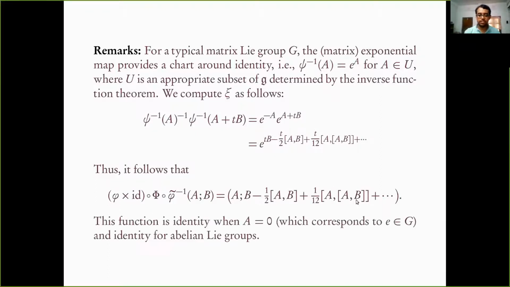Okay. So that's the point. So the function is identity when A is 0, obviously. And for abelian Lie groups also this is true, because for abelian Lie groups, for those of you who know this, the Lie bracket is 0. So all Lie brackets are 0. So the map is identity, but not in general. Okay. So that's a remark.